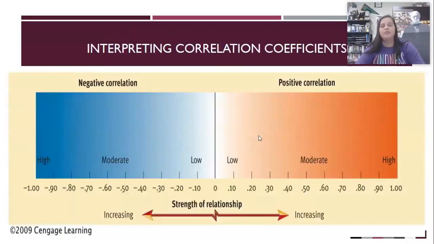All right, so here we're looking at the strengths of the relationship with those correlation coefficients, again represented by R. Earlier we had the example of R equals positive 0.37. That would be about here on the scale, between a low and a moderate correlation.